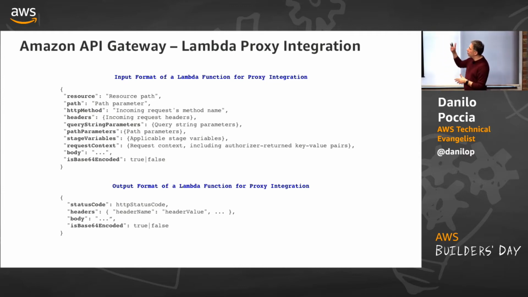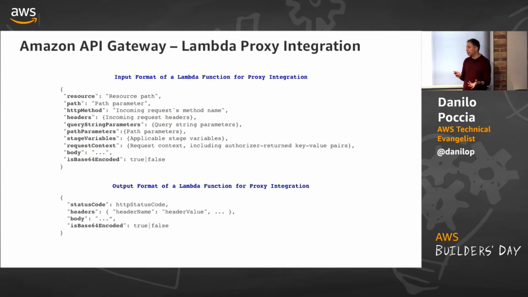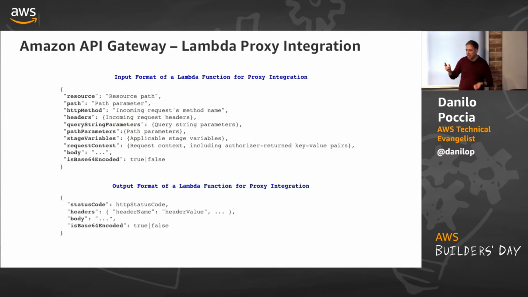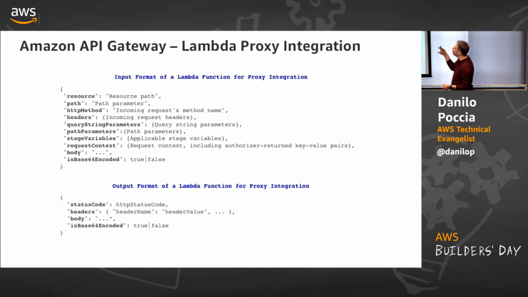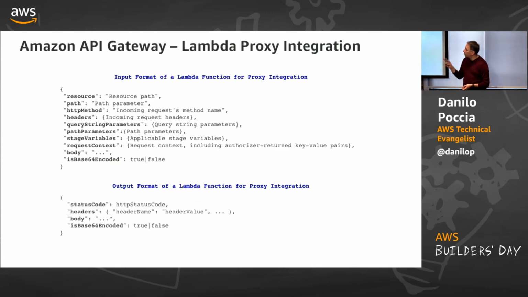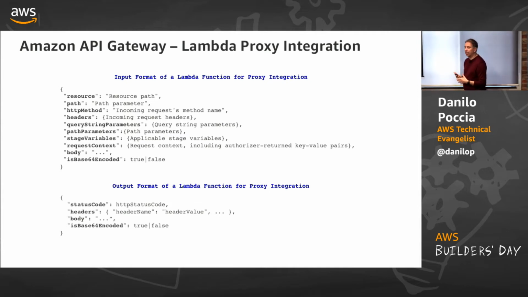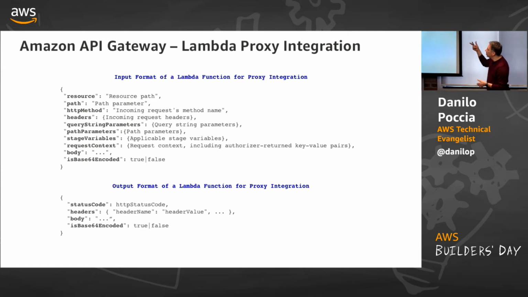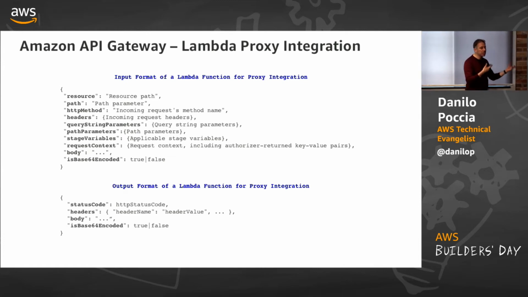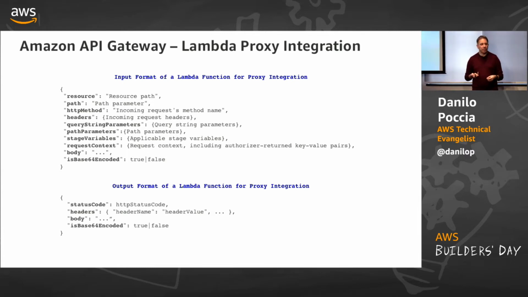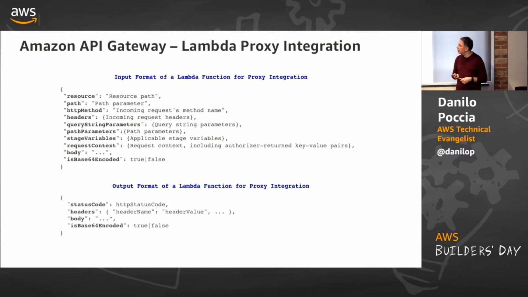So we then introduced last year or 1.5 years ago the Lambda proxy integration, which is now the default integration for Lambda functions, and it's what I would suggest you to use. So instead of creating these templates, you can just have a flag, which is the default if you use the console. And this is the input and output format that the Lambda function should use to create the backend of a web API. So the input format is giving you the HTTP method. This is a post, a get, a head. It's giving you the headers, the parameters that are passed through the query string or in the body, the full body.